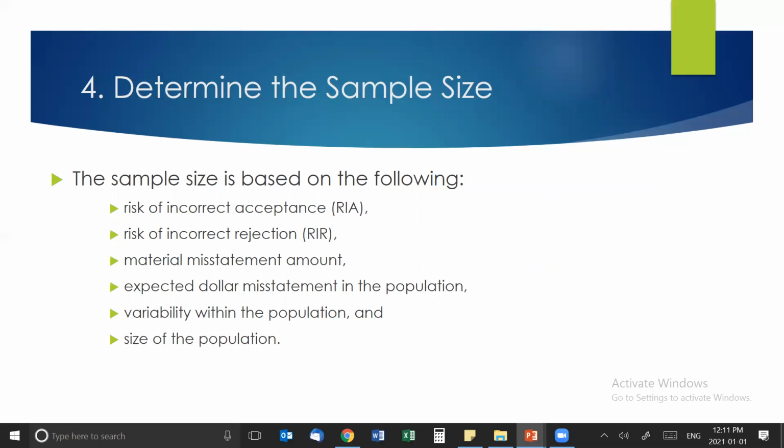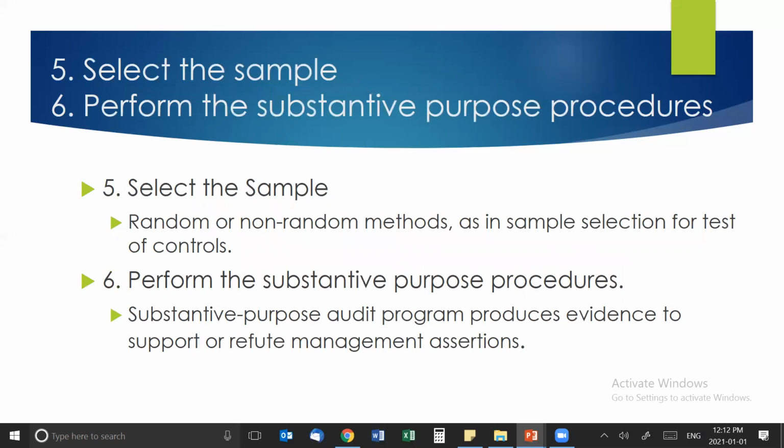Determine the sample size. Sample size is going to be based on your risk of incorrect acceptance. The lower the risk of incorrect acceptance, the higher your sample size has to be. What the materiality amount is, what the expected dollar misstatement in the population is, what the total size of the population is. All these things are going to affect what sample size you choose.